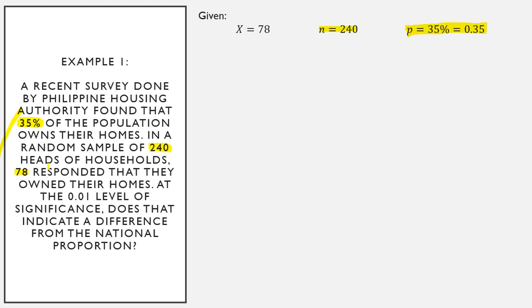And then out of 240 po, meron daw pong 78 na nag-respond na kanila daw po yung bahay na tinitirhan nila. Yan naman po yung representation ng letter X natin. In short, yung letter X po natin, ito po ay portion lamang nung sample size po natin. So, ganun po natin kukuhain yung given po natin. After natin ma-list lahat ng given, we will be proceeding on step number 1.